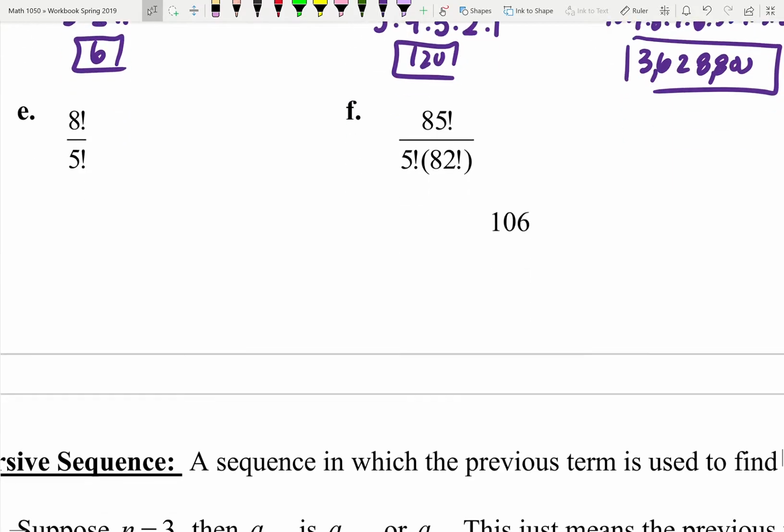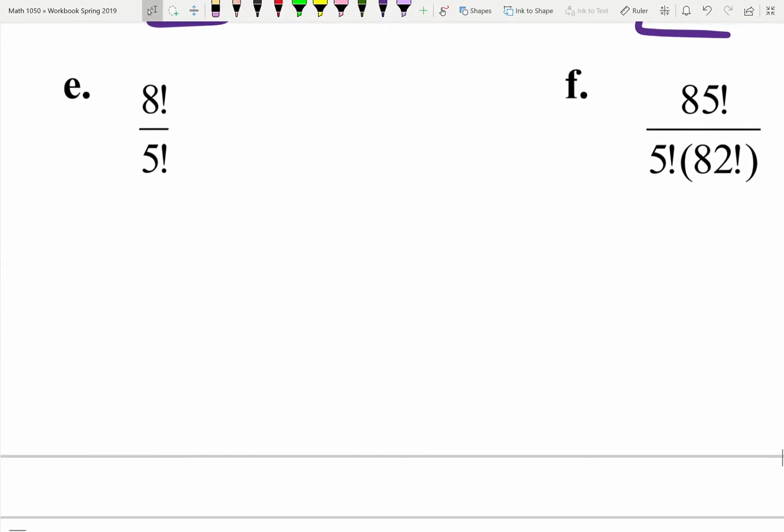Okay, let's do question E. Now, it's getting a little more complicated here. So look what this means, guys.